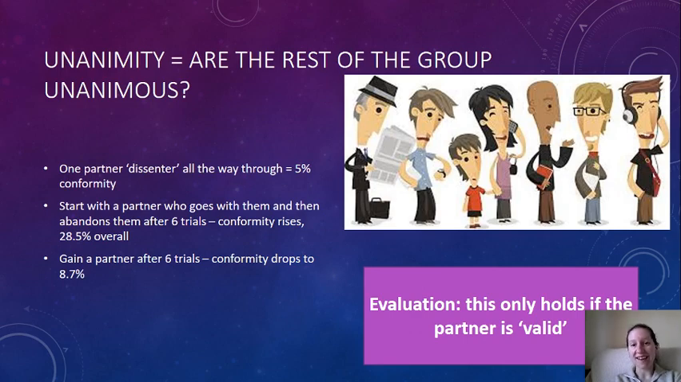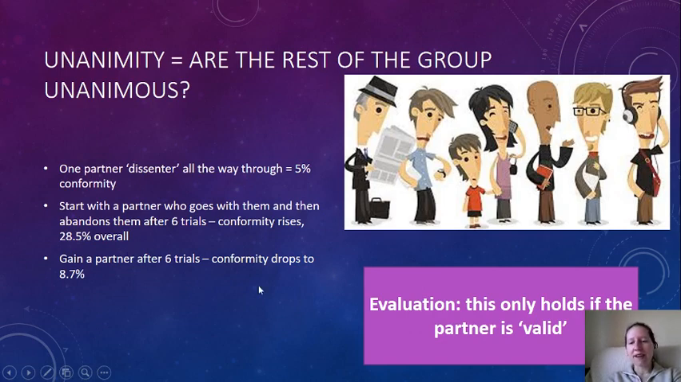And in that case, conformity rises once they conform, once the group is unanimous again, sorry. So overall you end up with 28.5%. You can see that's a really big jump up from the 5% conformity. So that had a really big effect on conformity. If you have a partner and then they abandon you and start conforming, then you're really likely to conform as well, go along with everyone else.